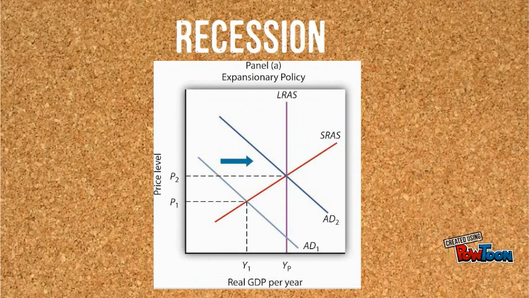In order to come out of a recession, Congress must implement an expansionary policy. They can either increase government spending or decrease taxes, creating a shift to the right of AD. In return, fixing a recession creates a higher price level and a lower unemployment rate.